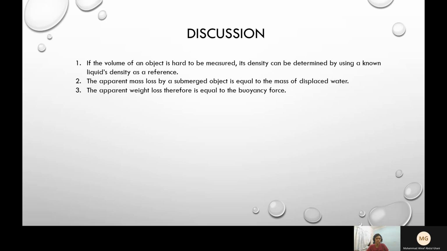As discussion, if the volume of an object is hard to measure, it is hard to find its density. Therefore, we can find its density using a known liquid's density as a reference, just like we have done just now. Second, the apparent mass loss of a submerged object is equal to the mass of displaced water. As we did just now, we equated the apparent mass loss to the mass of the displaced water to find the volume of the water itself. Third, the apparent weight loss is equal to the buoyancy force.